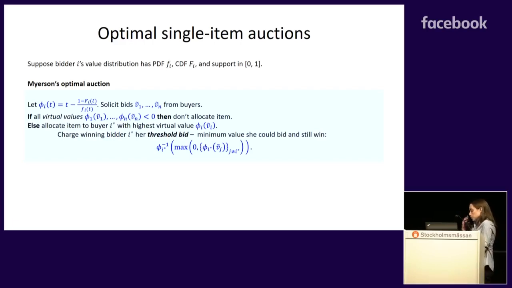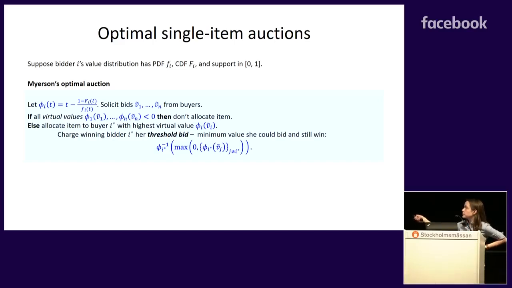So Myerson's optimal auction works in the case where the buyers' values are independently distributed. Not identically, but independently distributed. So we assume that buyer i's value has a distribution with a probability density function f_i, a CDF capital F_i, and support in [0,1]. And we define a virtual value function as follows. Phi_i of t is defined to be this value. So this is a function, we call it the virtual value function.